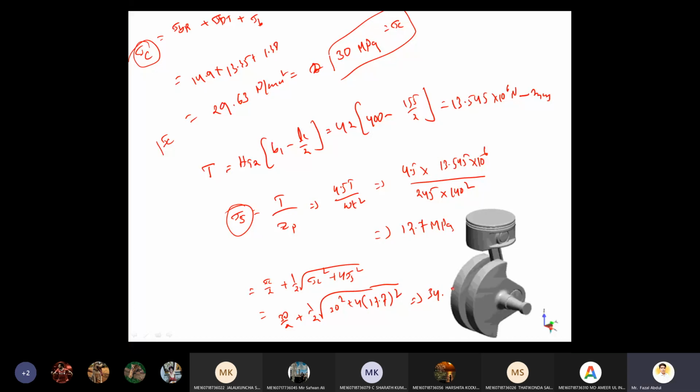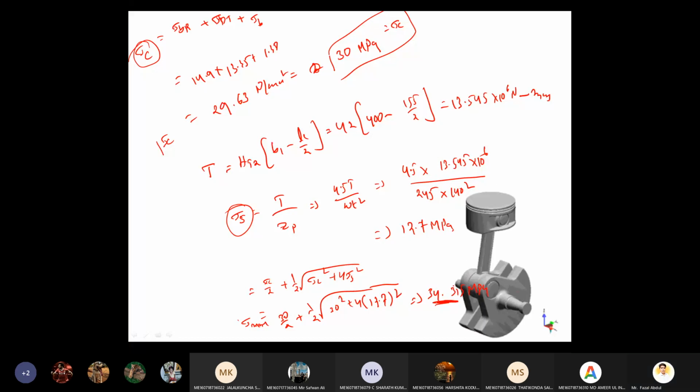34.315 megapascal we got. So this is the maximum permissible limit. So by calculating the maximum permissible limit, we are getting 34.35. Okay, so this 34.35 is not exceeding the permissible limit as given in the question.